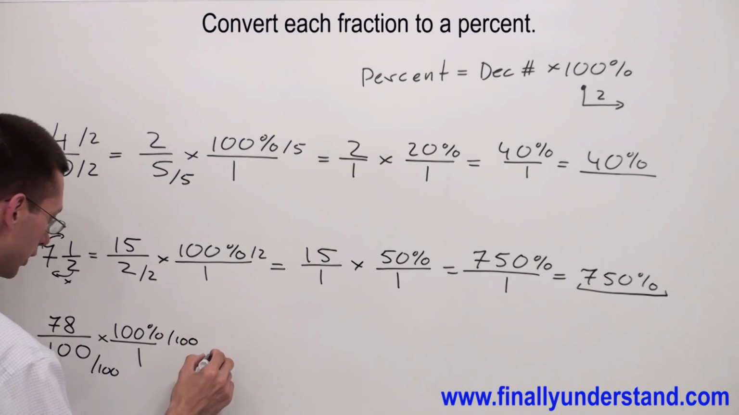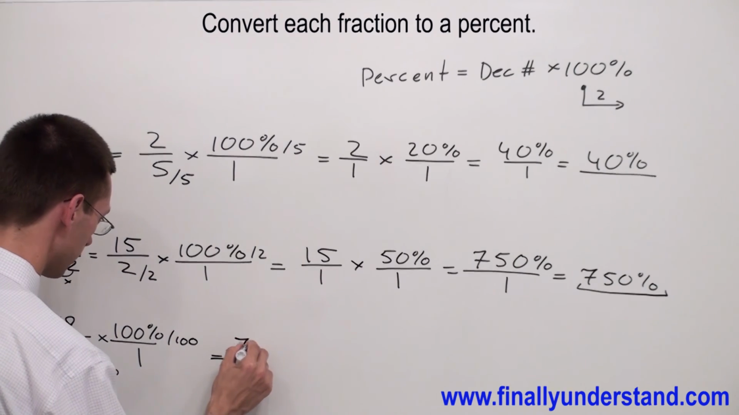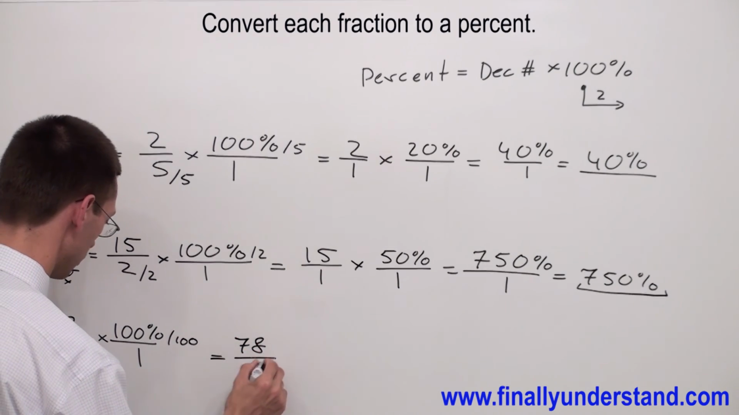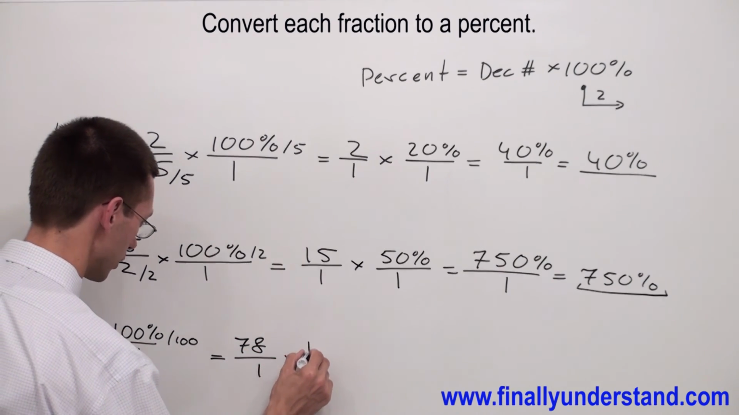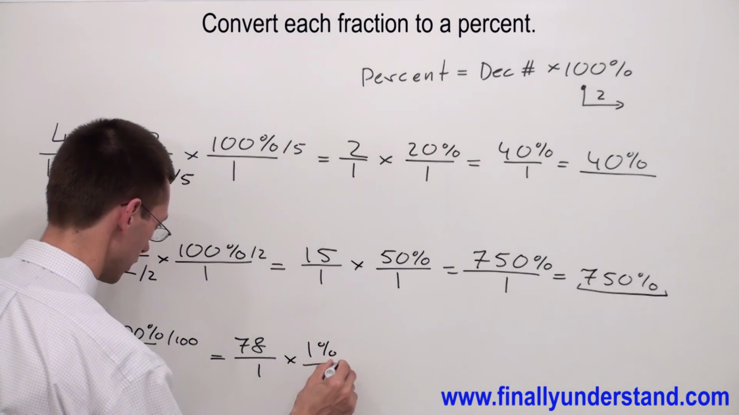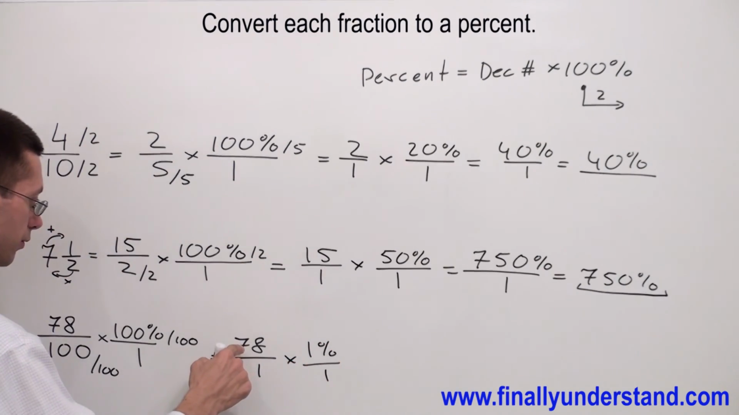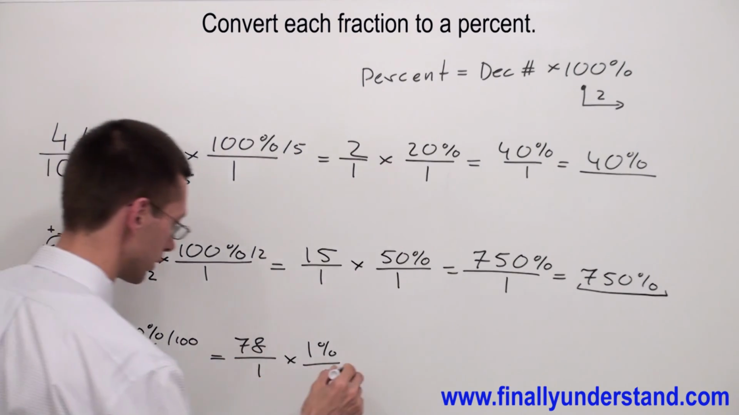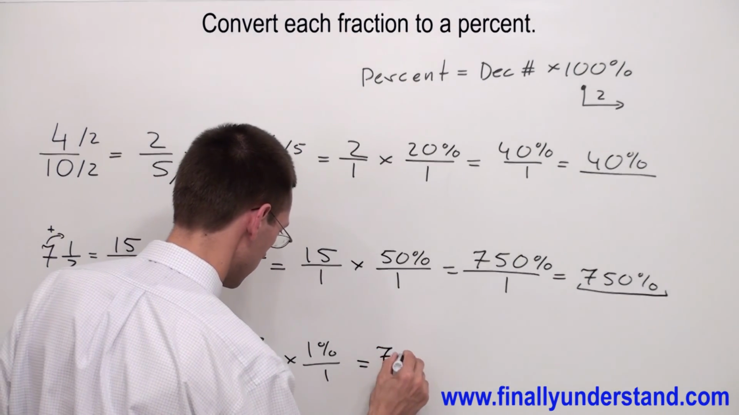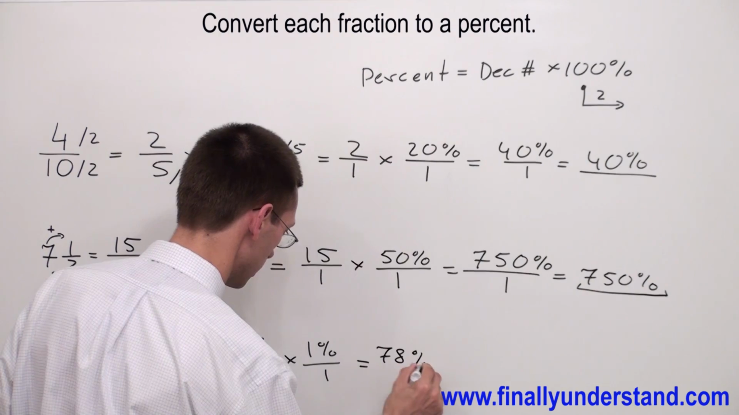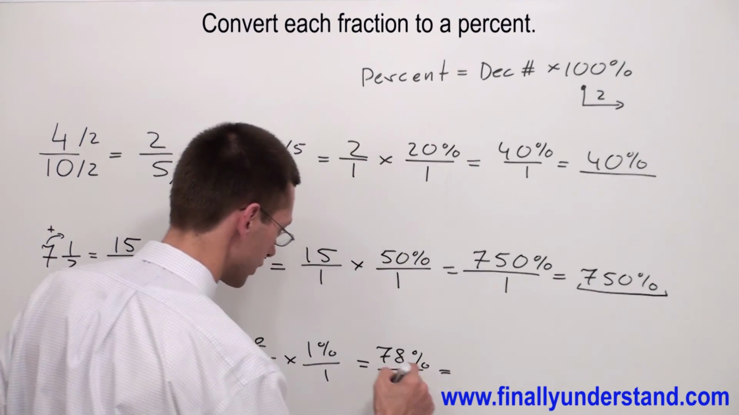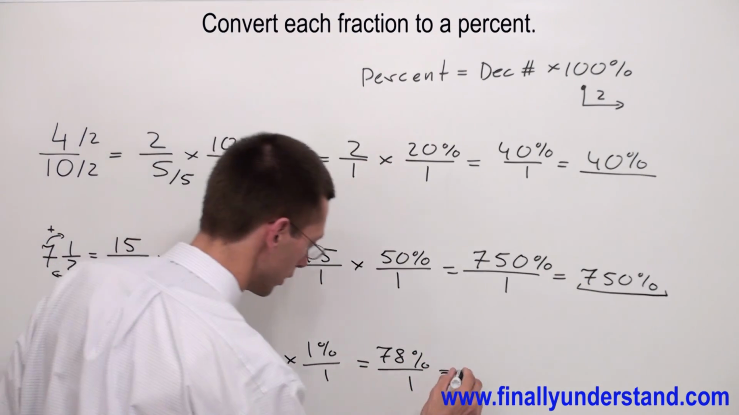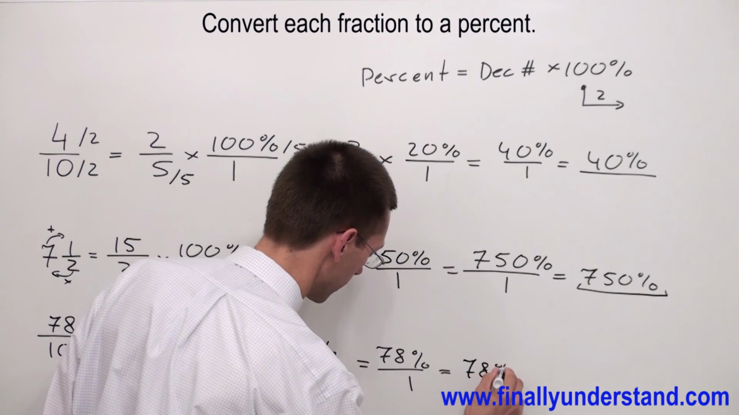So take a look at what I'm going to have. I'm going to have 78 over 1 times 1% over 1. So I'm going to have 78 times 1% is equal to 78% over 1, which is equal to 78% divided by 1, which is just simply 78%.